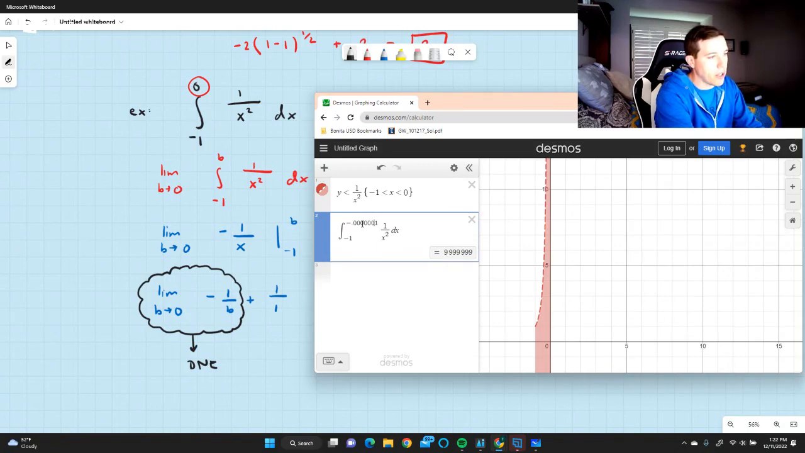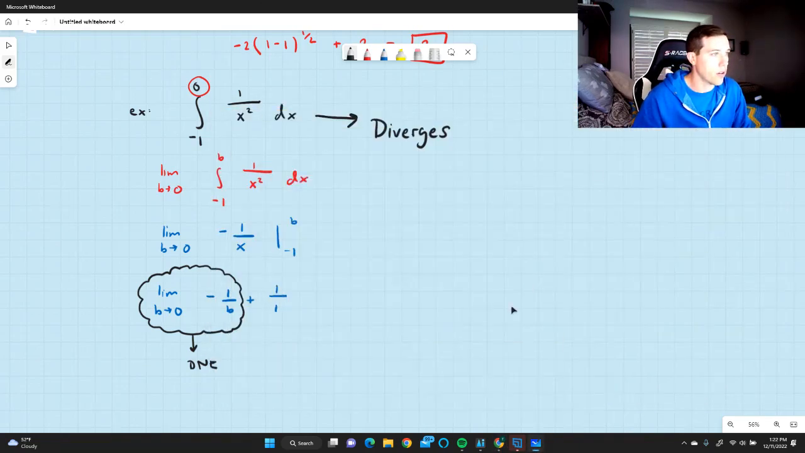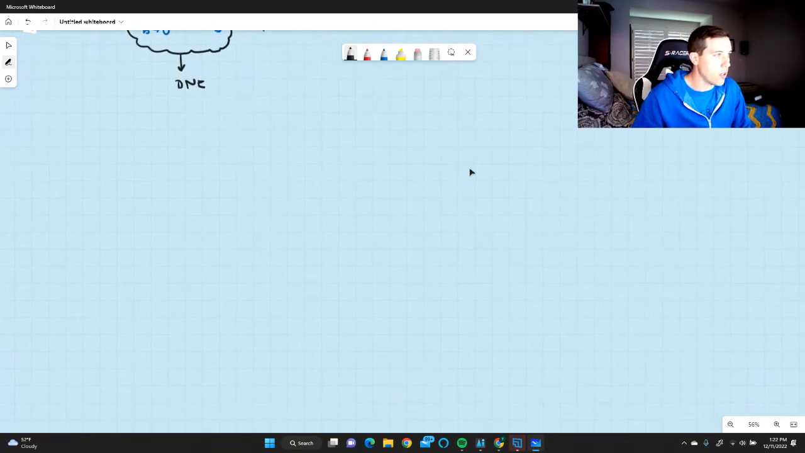If that's happening, that's a good indicator that it's not approaching a value quick enough. In the last example, we got closer and closer to 2 with the integral. In this problem, we're just getting bigger and bigger. We're adding too much positive area. So this integral diverged.